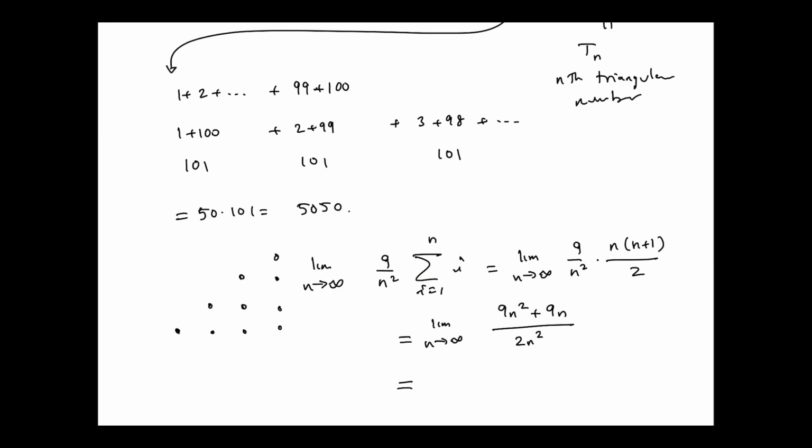Well, what's the biggest power of n on the bottom? n squared, right? What about on the top? Same thing. And so if we divide by 1 over n squared and go through the rigmarole, in this case, since the powers are equal, the answer comes out to be 9 over 2, the ratio of the leading coefficients, which is exactly what it was supposed to be.